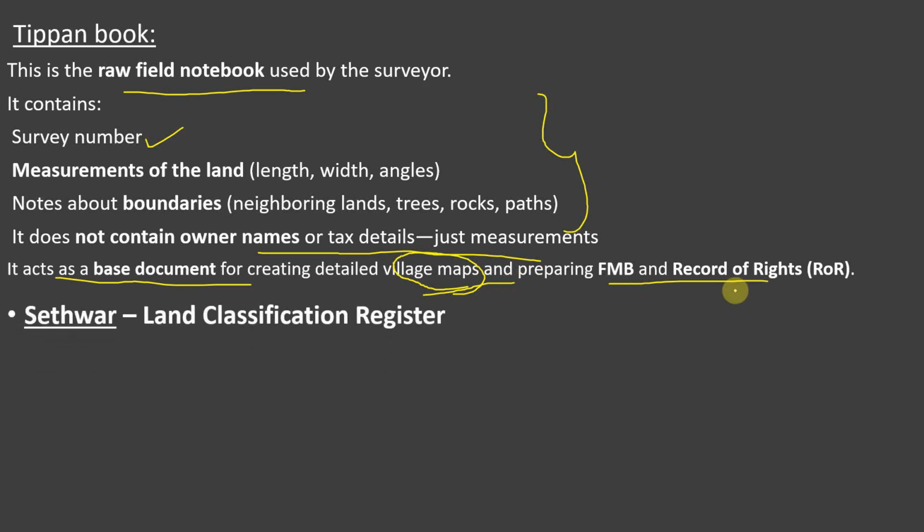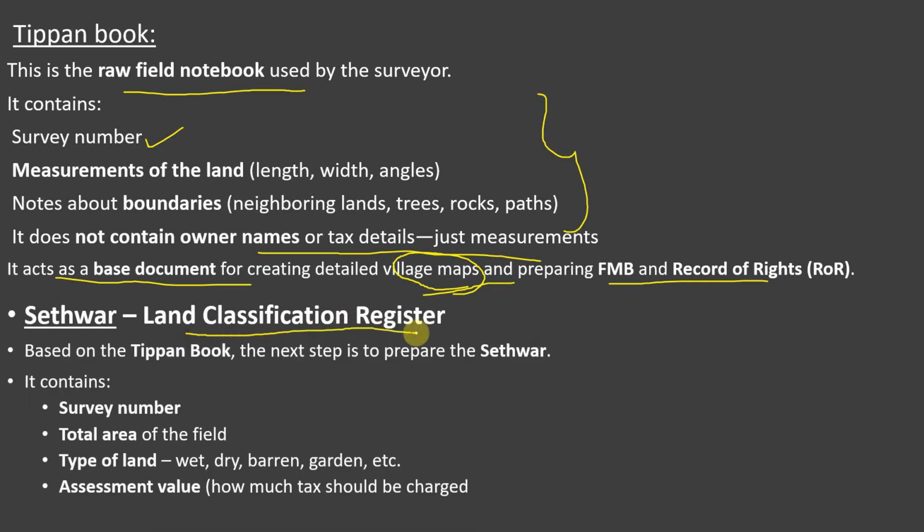And the next document is the Sethwar, which is also called the Land Classification Register. Based on the Tippan book, the next step is to prepare the Sethwar. Sethwar contains the survey number, total area of the land, type of land, that is the wet, dry, barren, garden, etc., and assessment value, how much tax should be charged. So based on the information recorded in the Tippan book, Sethwar will be prepared. In Sethwar, the type of land and the total area of the field will be recorded. Based on Sethwar, the government will assess how much tax shall be charged on a particular land based on the measurements or the size of the land and the type of the land. So this is about Sethwar and the Tippan book.